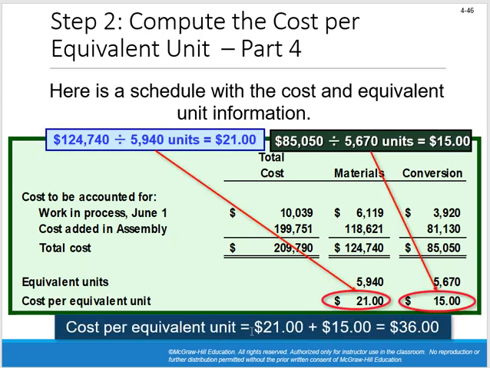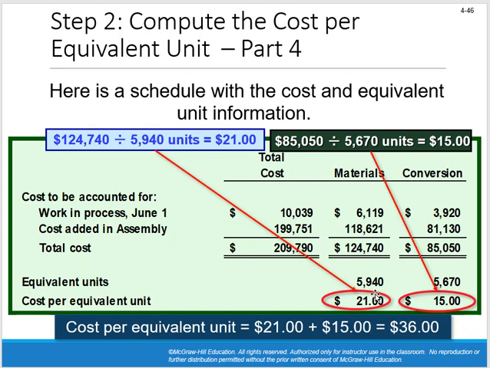And then we get our cost per equivalent unit. So 124,740 divided by 5,940 gives us $21 per equivalent unit for materials. Separately, we do it for conversion. 85,050 divided by 5,670, we get $15 for conversion. And then we could add these together and say that our cost per equivalent unit is $36.